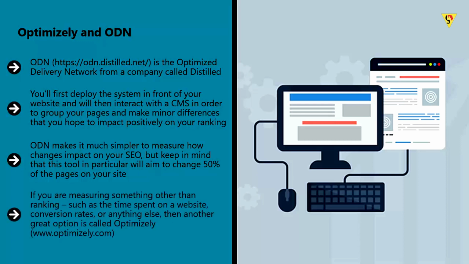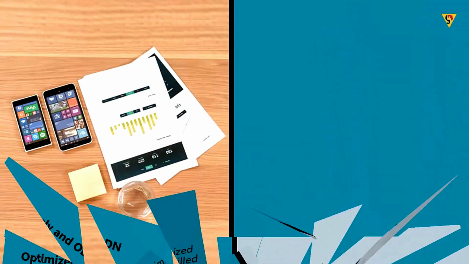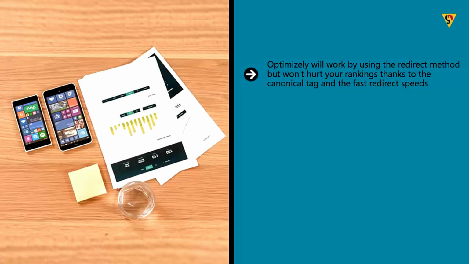If you are measuring something other than ranking, such as the time spent on a website, conversion rates, or anything else, then another great option is called Optimizely, www.optimizely.com. Optimizely will work by using the redirect method, but won't hurt your rankings thanks to the canonical tag and the fast redirect speeds. Neither of these tools are free, but in theory, they can pay for themselves. If you're interested in split testing and want to make your life as simple as possible, then try them out.